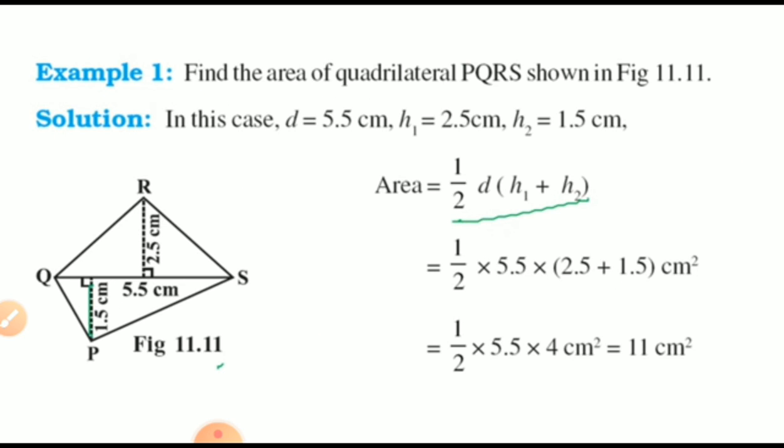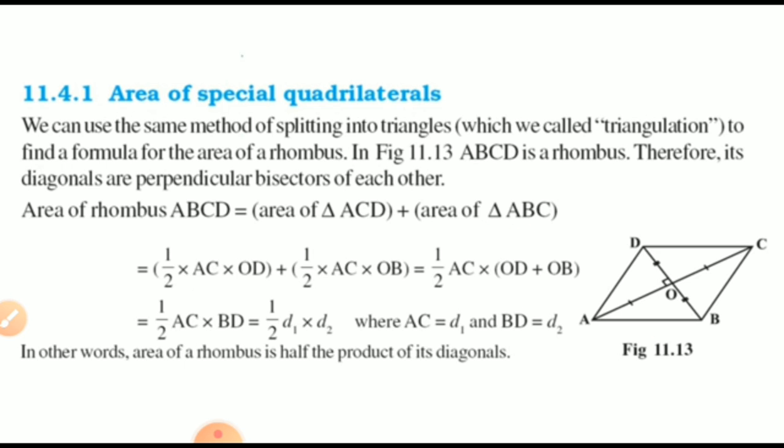It is a textual example, and everything is given very easily. We can write diagonal multiplied by h1 plus h2. Now, the area of special quadrilaterals.